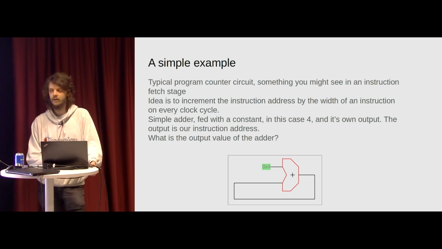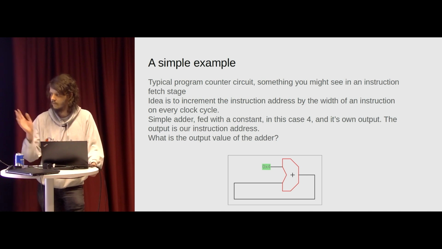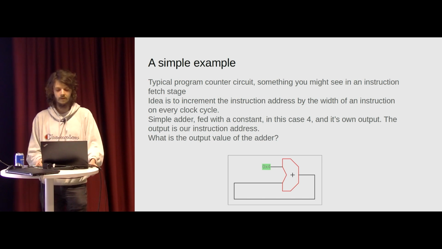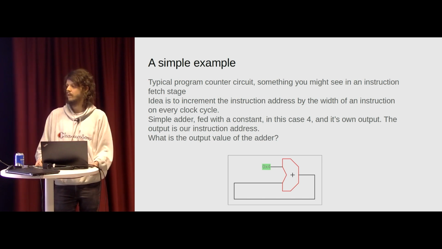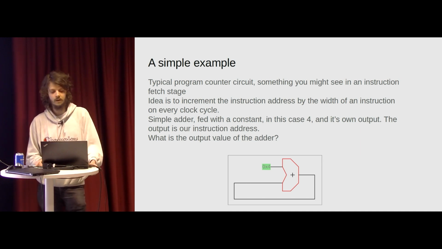So we have an adder. I don't know if I can maybe point with my pointer. You probably can figure out what the adder is. We have an adder, which is a component that just adds the 2 inputs. A constant 4 on one of the inputs, and the second input is just the output of the circuit. So let's see if we can figure out what the output is, which in this case would be the instruction address that we forward to the instruction memory.